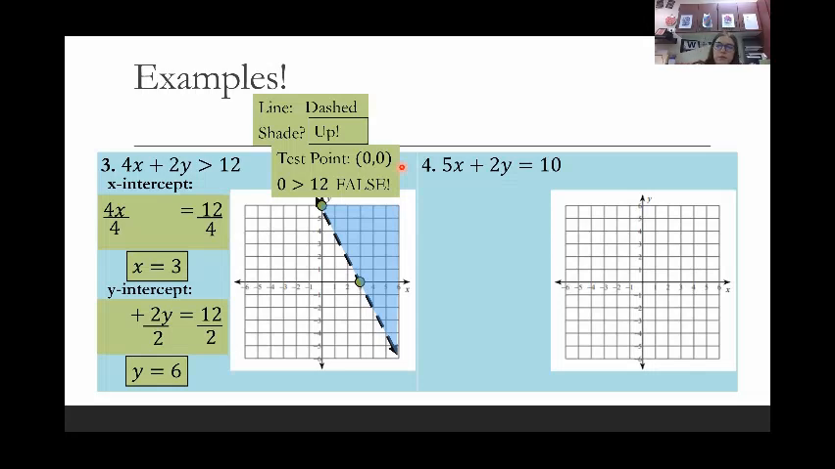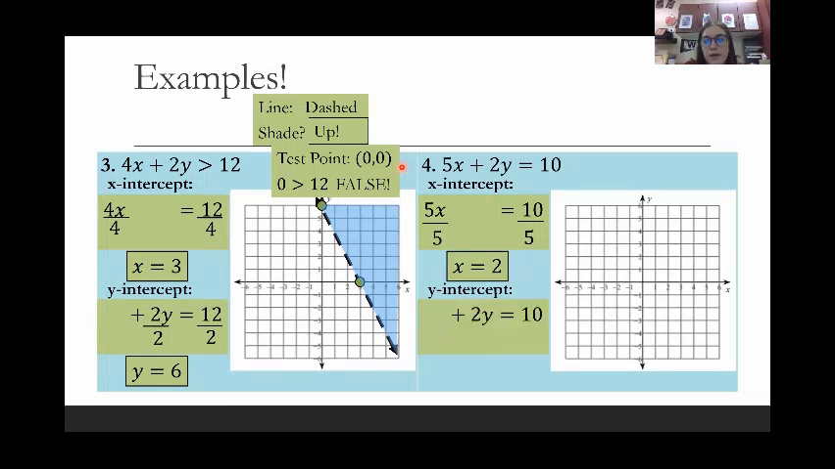So the last one that we'll do together. We have 5x plus 2y equals 10. For my x-intercept, I'm going to cover up the y. So I have 5x equals 10, divide both sides by 5. Well, x just gets to be 2. For the y-intercept, we can cover up our x. So we have 2y equals 10. And if we divide both sides by 2 this time, we're going to get 5. So we have a point at 2 on the x-axis and a point at 5 on the y-axis. And because this is just an equation, we can just connect these with a normal line.